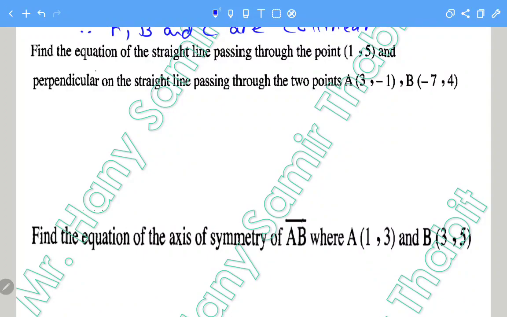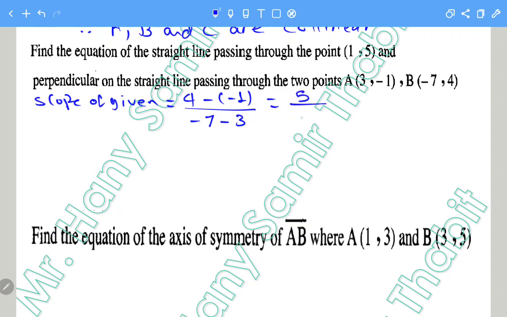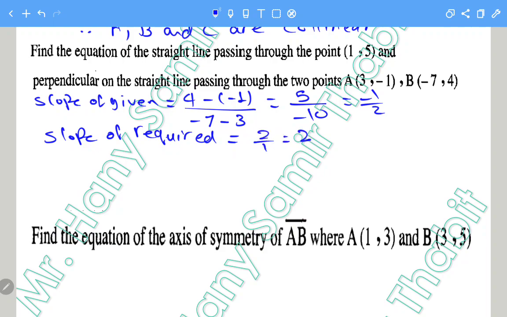Find the equation of the straight line passing through the point and perpendicular. Again, perpendicular, so slope of given equals 4 minus negative 1 over negative 7 minus 3. 4 minus negative 1, 5 over negative 10, it's a negative half. Again, slope of required, are they parallel? No. Parallel would be negative half, but perpendicular will be 2 over 1, which is 2.